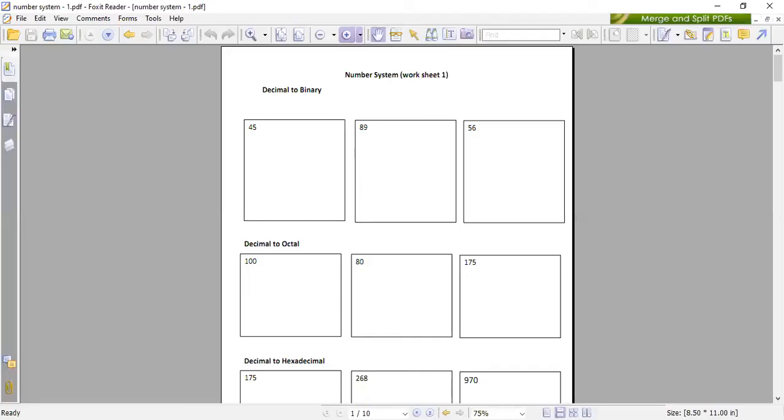Okay, the first three sums you have to do decimal to binary. Try to do them: 45, 89 and 56, and send your answers as a Zoom message.